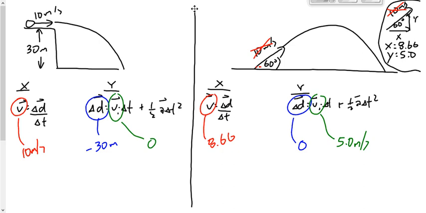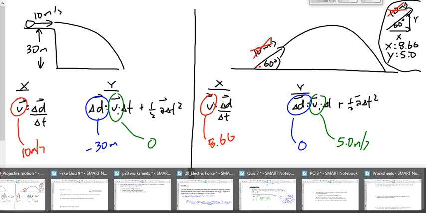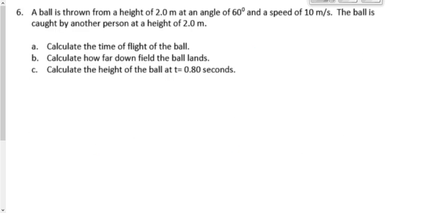All right, let's take a look at our two questions that we had for homework. They were questions 6 and 7 on worksheet number 9. I want to do both of these questions today, starting with number 6. The ball is thrown from a height of 2 meters at an angle of 60 degrees, speed of 10 meters per second.